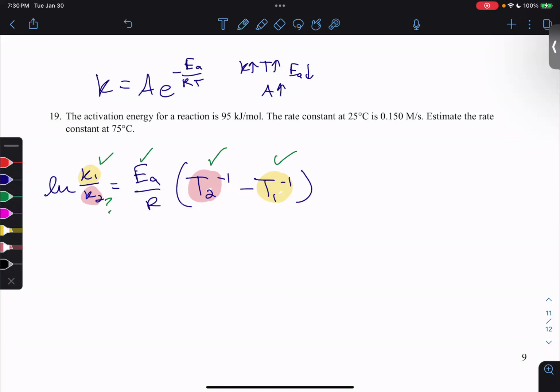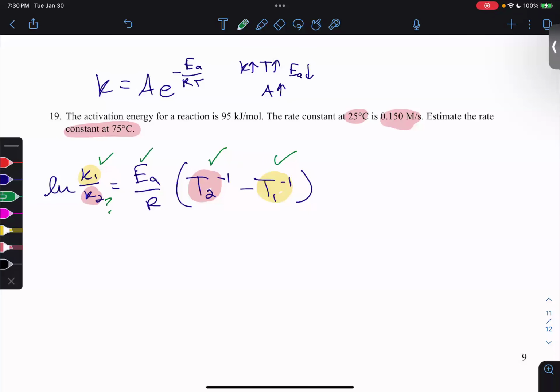But use your intuition a little bit. If at 25 degrees, this reaction has a rate constant of 0.15 molarity per second, what is the rate constant at 75 degrees? Is the rate constant going to increase, decrease, or stay the same? Hot reactions go faster, so rate constant should increase, yes.